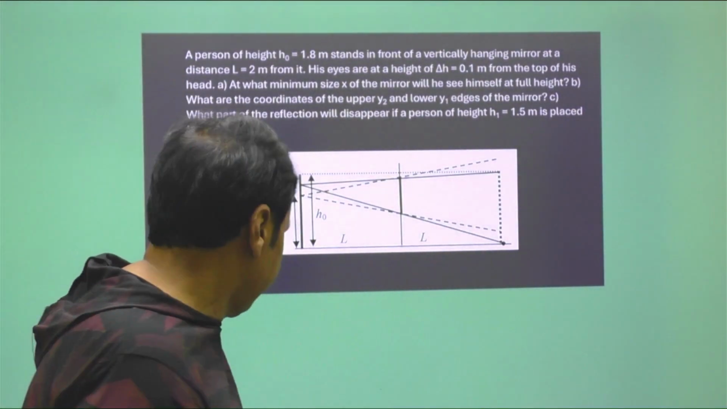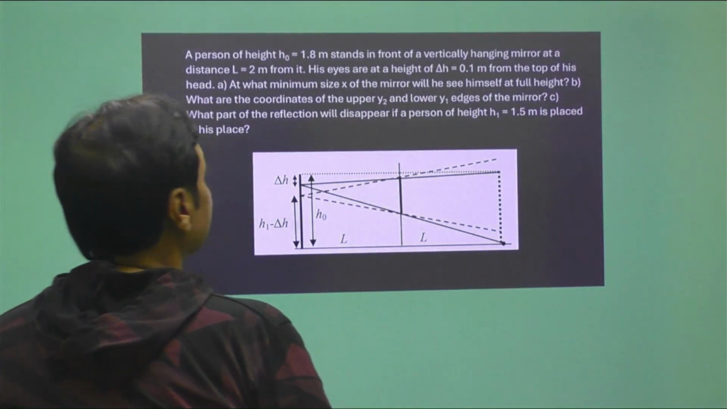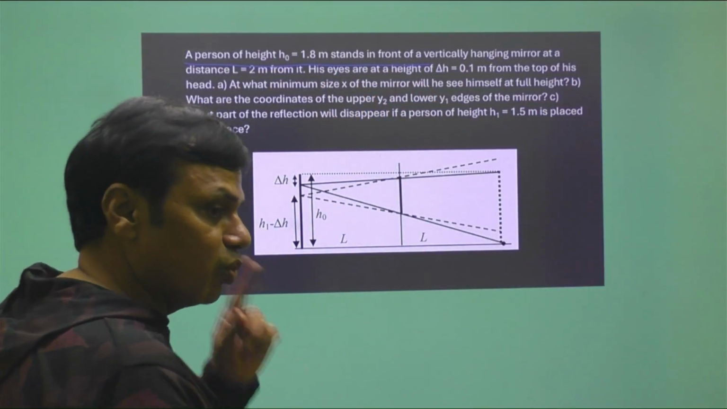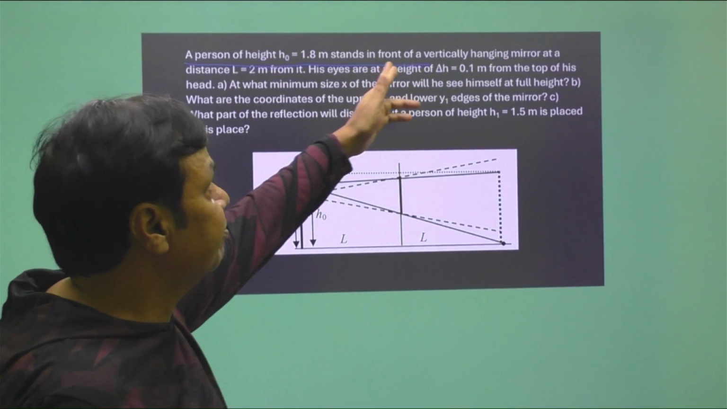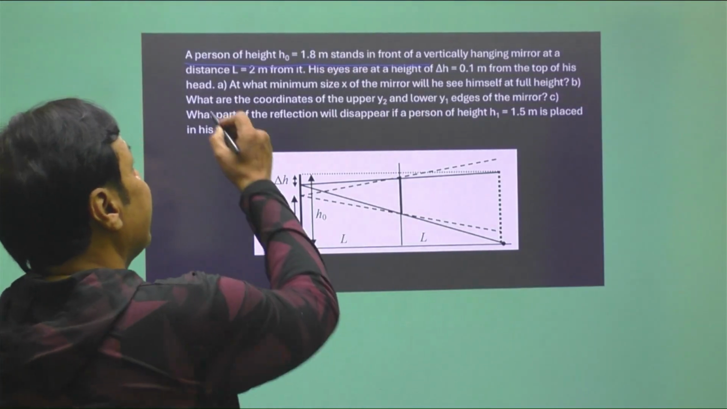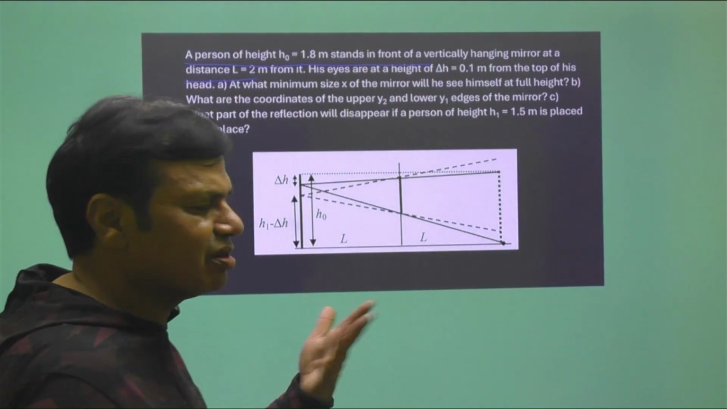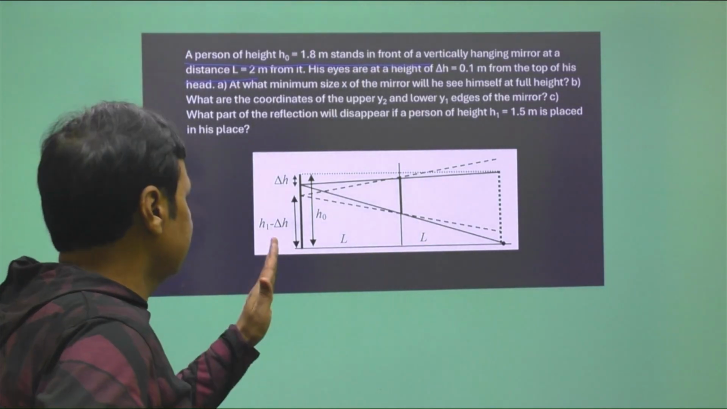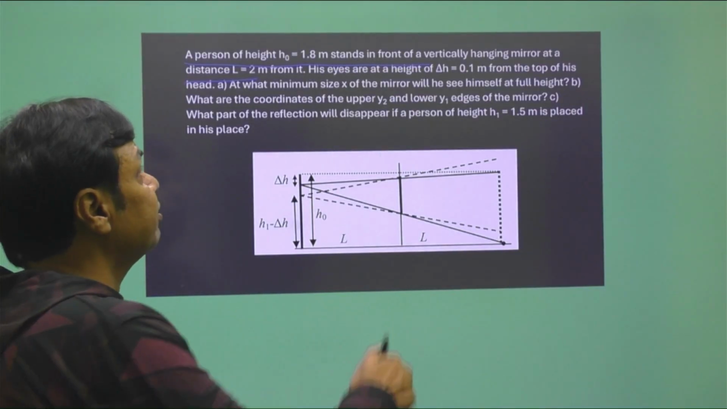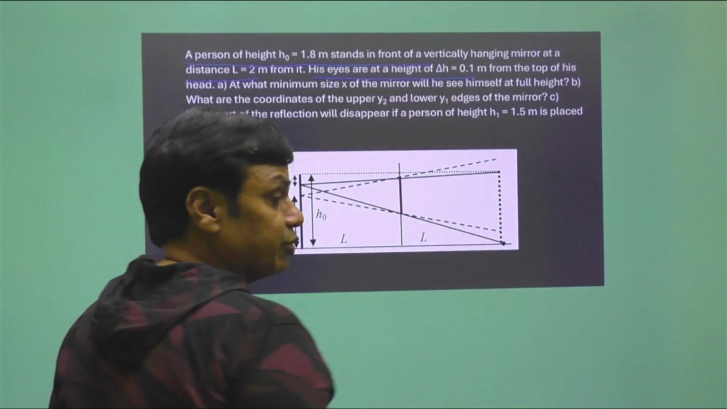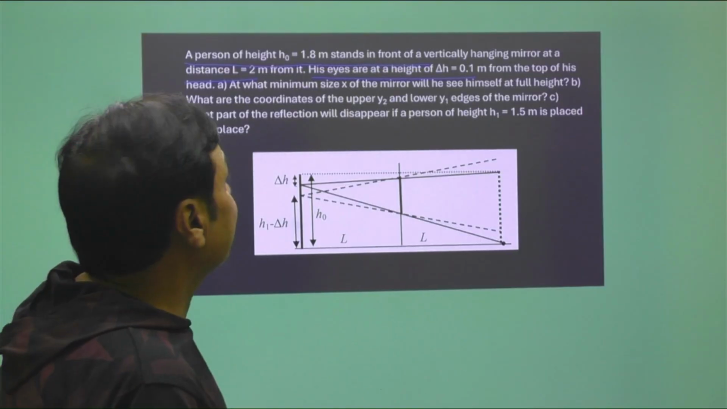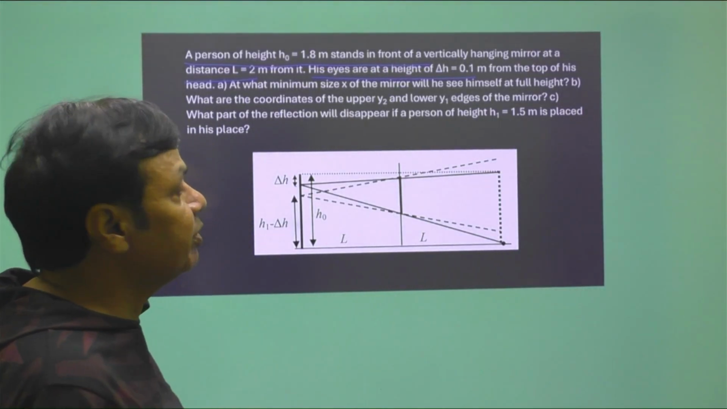This picture on your screen, here is a problem. A person of height H equals 1.8 meter stands in front of a vertically hanging mirror at a distance L equals 2 meter from it. This distance is 2 meter. His eyes are at a height delta H equals 0.1 meter, eye level, from the top of his head.